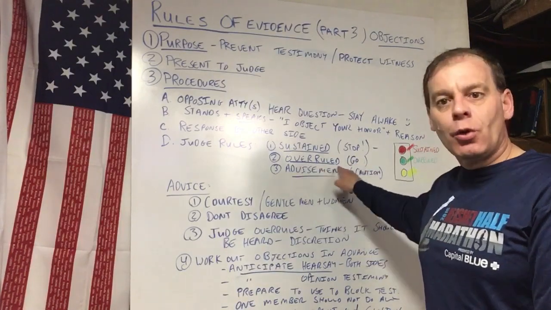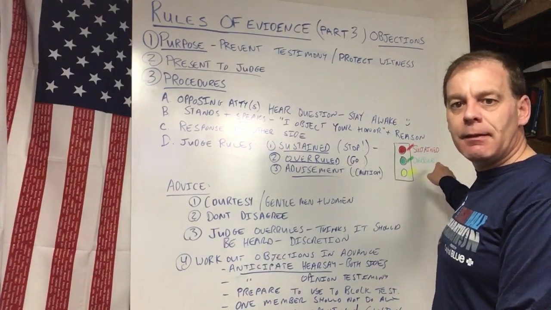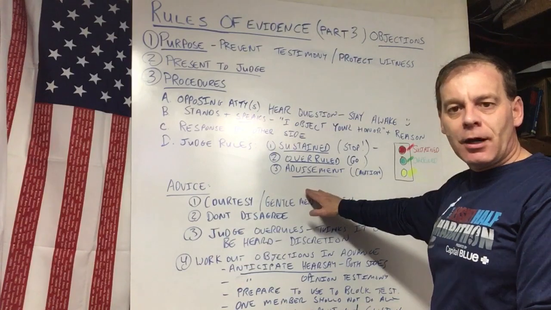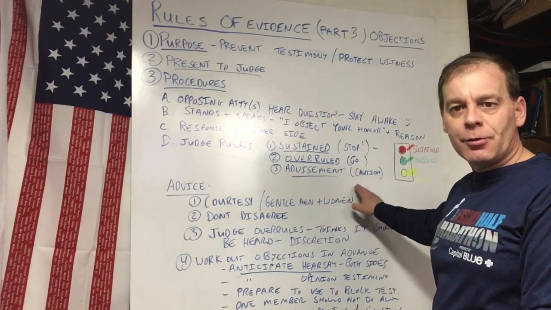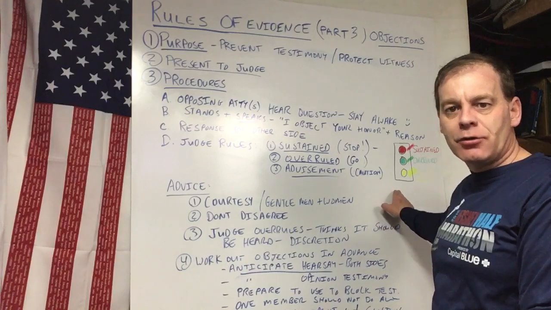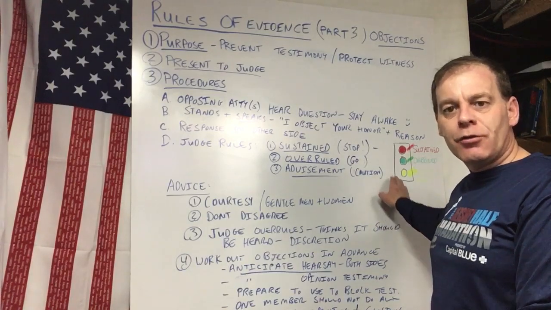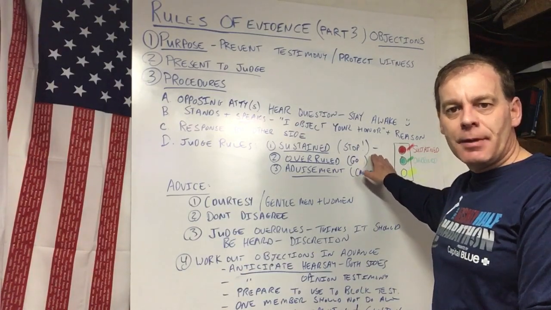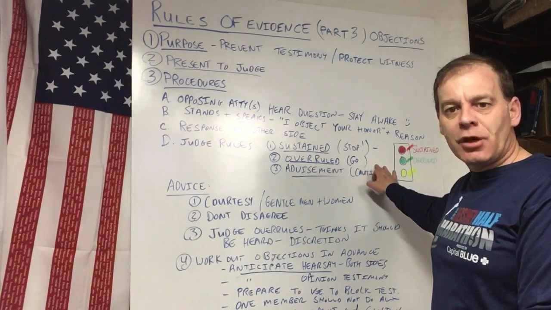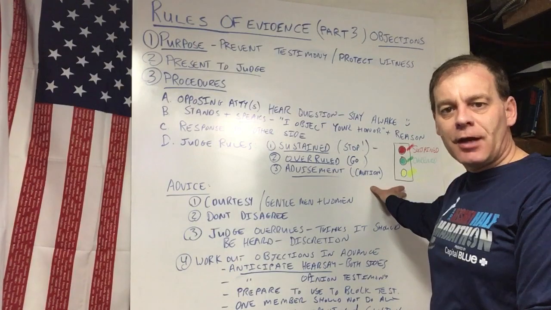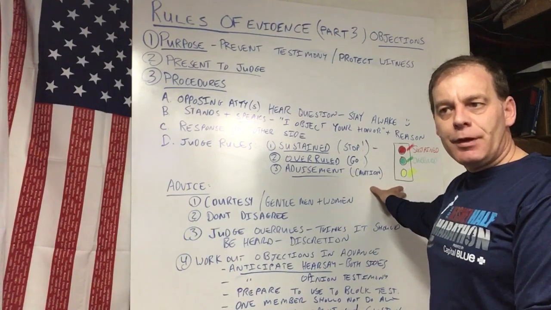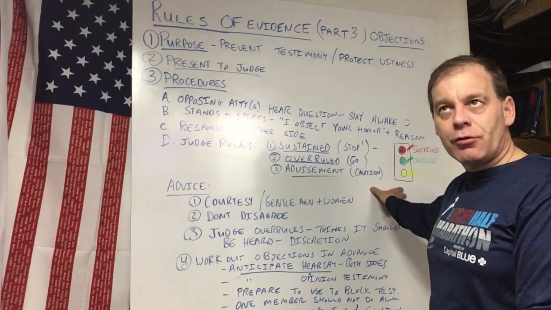The judge may overrule the objection. And if you hear overruled, that means go forward. Green light. And the judge may also then take it under advisement. And that is what I would say is a yellow light. Use caution. So the judge is not going to sustain the objection and say stop. The judge is not going to overrule the objection and say go ahead.